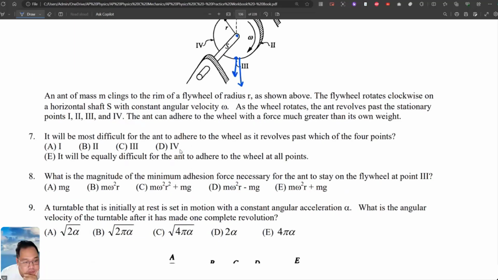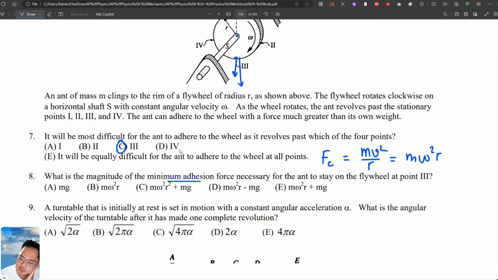Yes, 3. What is the magnitude of the minimum adhesion force necessary for the ant to stay on the flywheel at point 3? This question is actually not difficult, pretty simple. You just need to use the centripetal force, FC, which is mv squared over the radius r, or another formula, m times omega squared times r. Remember, we did it last time in Physics 1.